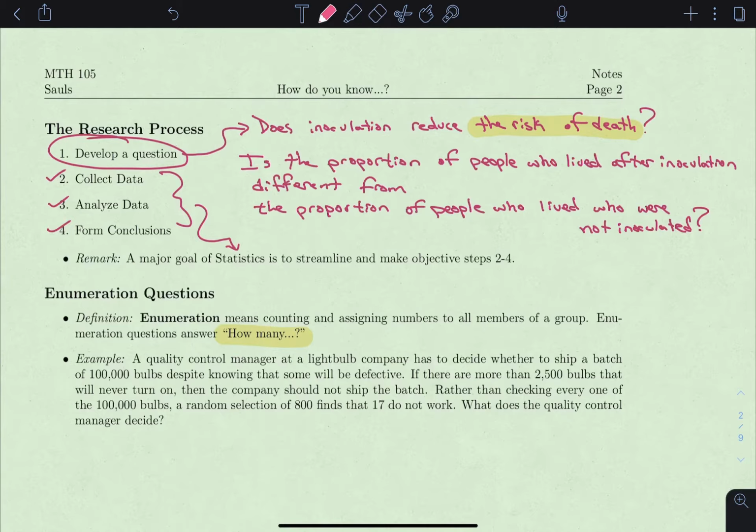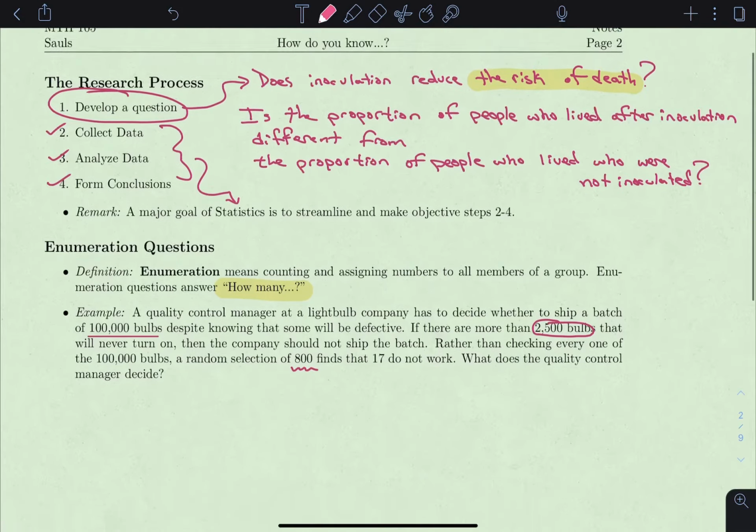So here's our example. We're a quality control manager at a light bulb company, and we are going to ship 100,000 light bulbs. And we know that some of those light bulbs are going to be defective, but we're going to set a limit. And if we think there's more than 2,500 light bulbs that are defective, then we won't send it. Rather than testing every single light bulb, we instead just check out 800 of them and find that 17 don't work. So with that information, we're supposed to decide if we should ship the light bulbs or not.